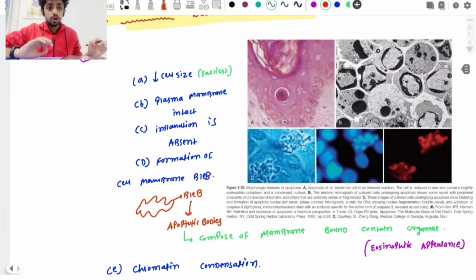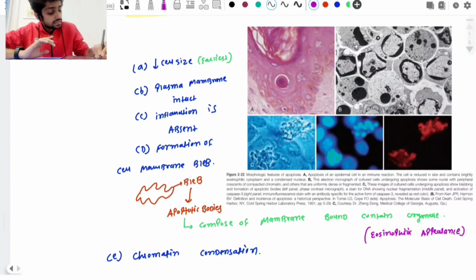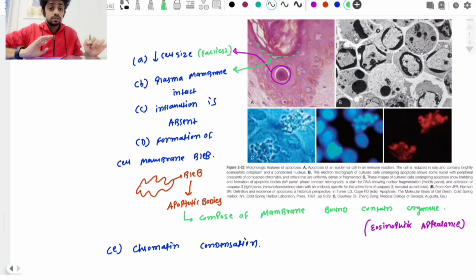Okay, guys, now let's see the image. Here, decrease in cell size: you can see the cell size is decreased, and it is the earliest feature. The second one is what? The plasma membrane is intact. As you can see clearly here, the plasma membrane of the cell is intact. Normally inflammation is absent, so here no inflammatory cells are present in this condition.